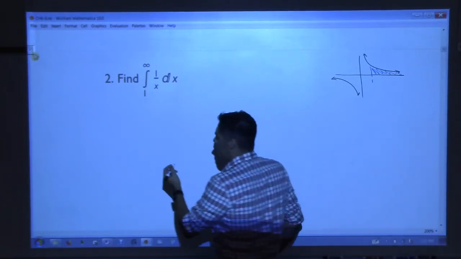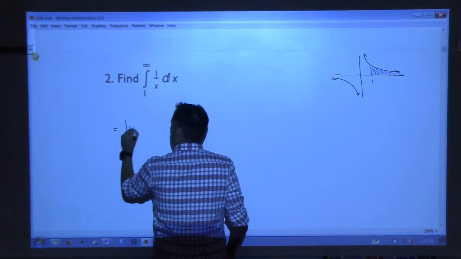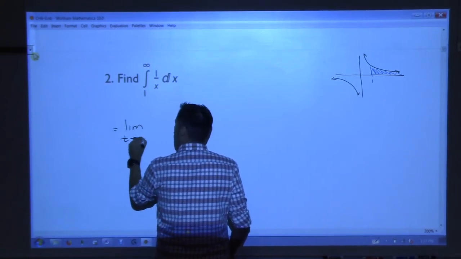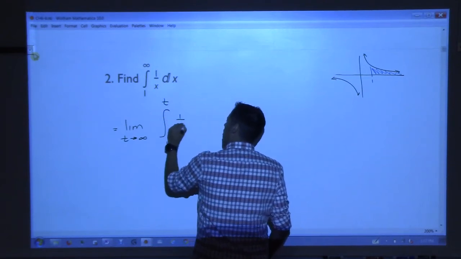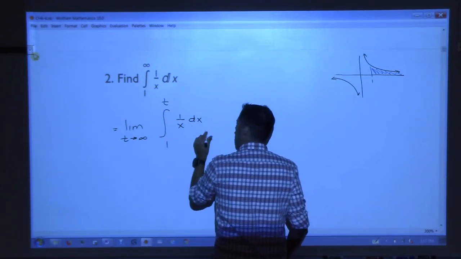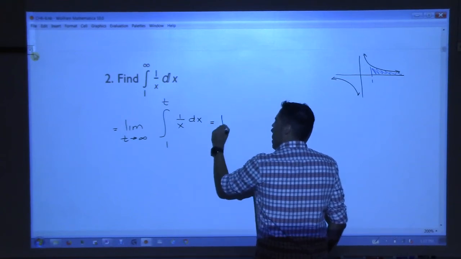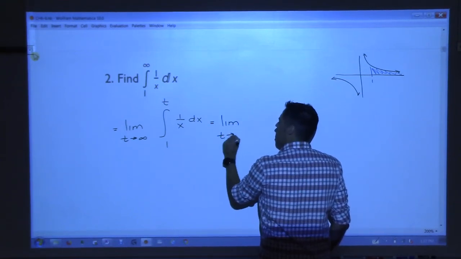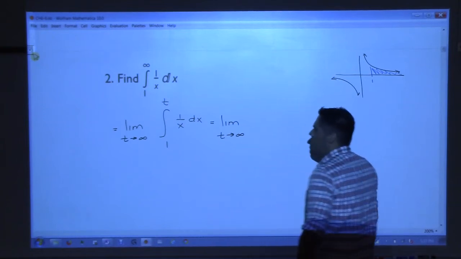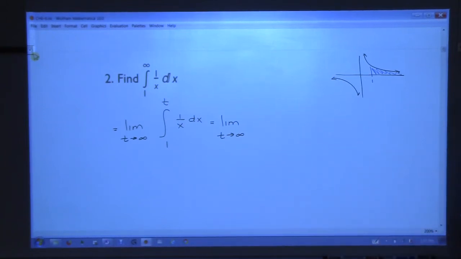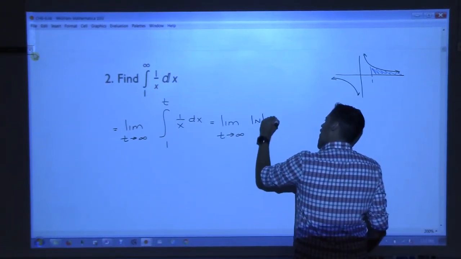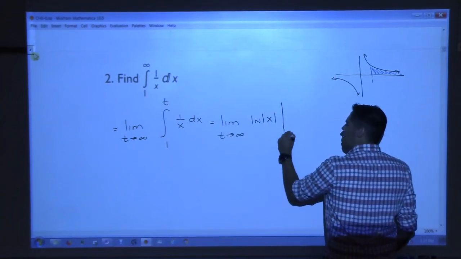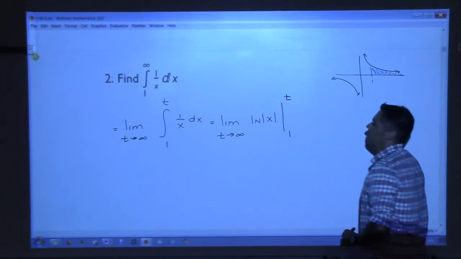So let's do this. Set it up, beginning. Limit t goes to infinity, integral 1 to t of 1 over x dx, equals limit again, t goes to infinity. And I think at this point we can actually do the antiderivative. Antiderivative of 1 over x is what? Natural log of the absolute value of x. And we're going to use our evaluation bar. We're going to put 1 down here and t up here.